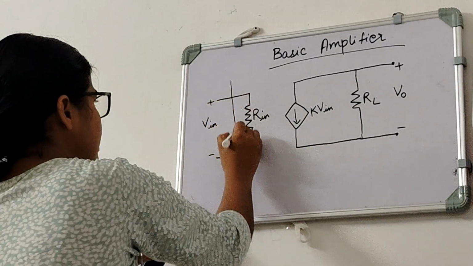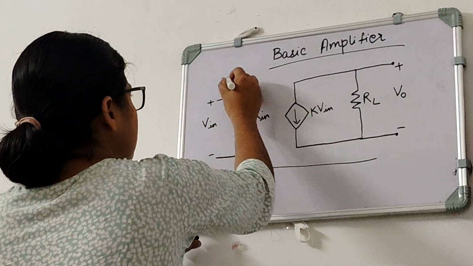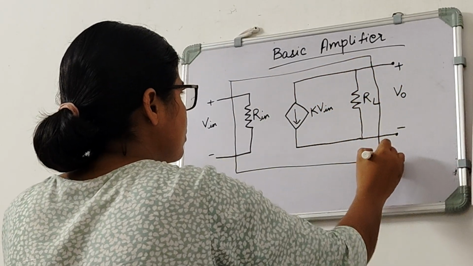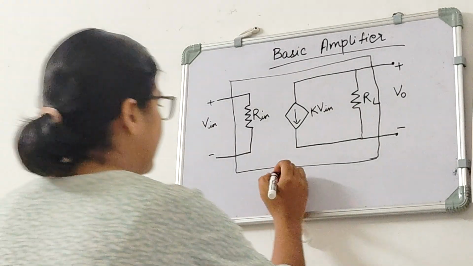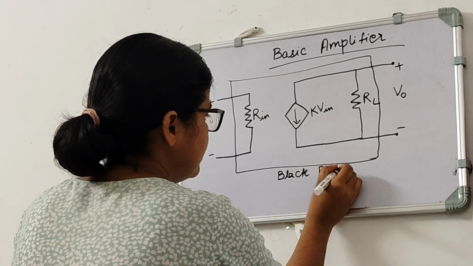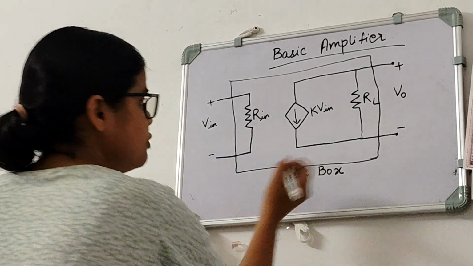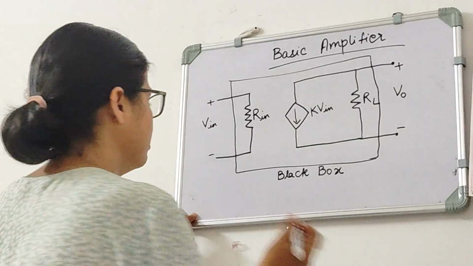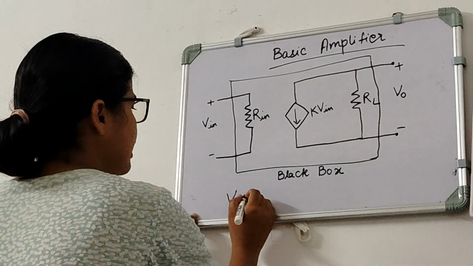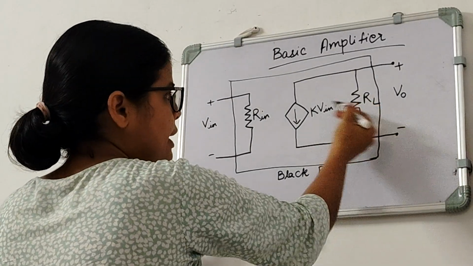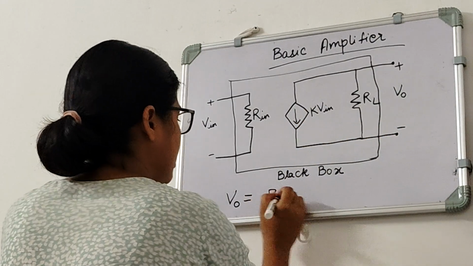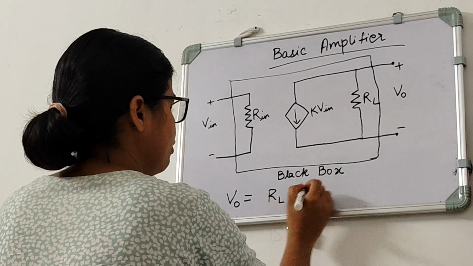So this is our black box, and this black box is known as basic amplifier, in which output voltage will be amplified. So what will be the value of output voltage, that is V naught, equals to RL into K into V in. Okay, so RL into K V in.